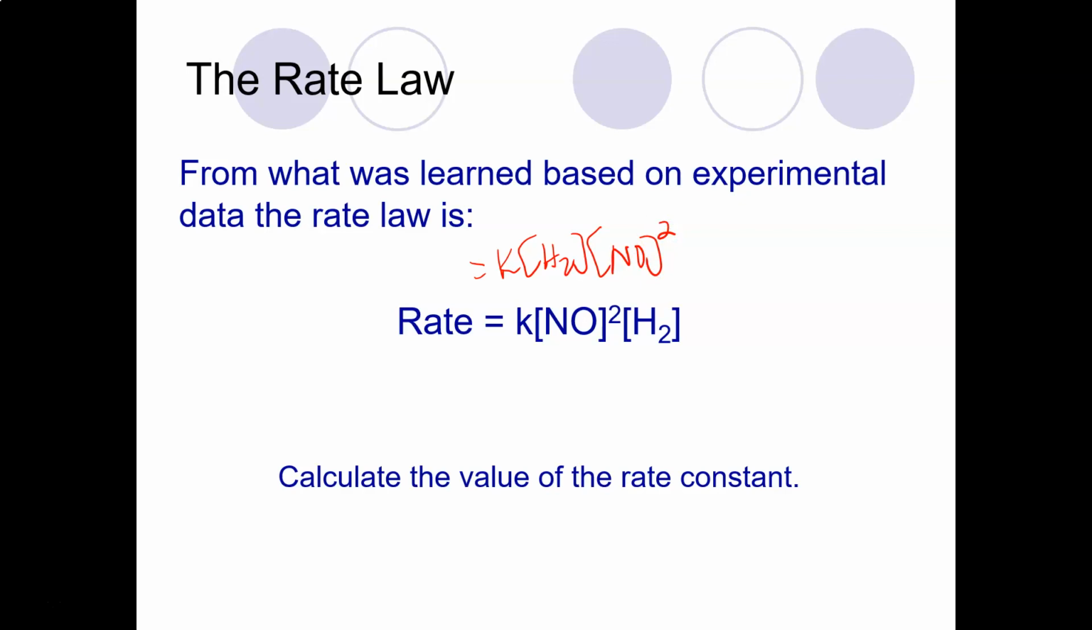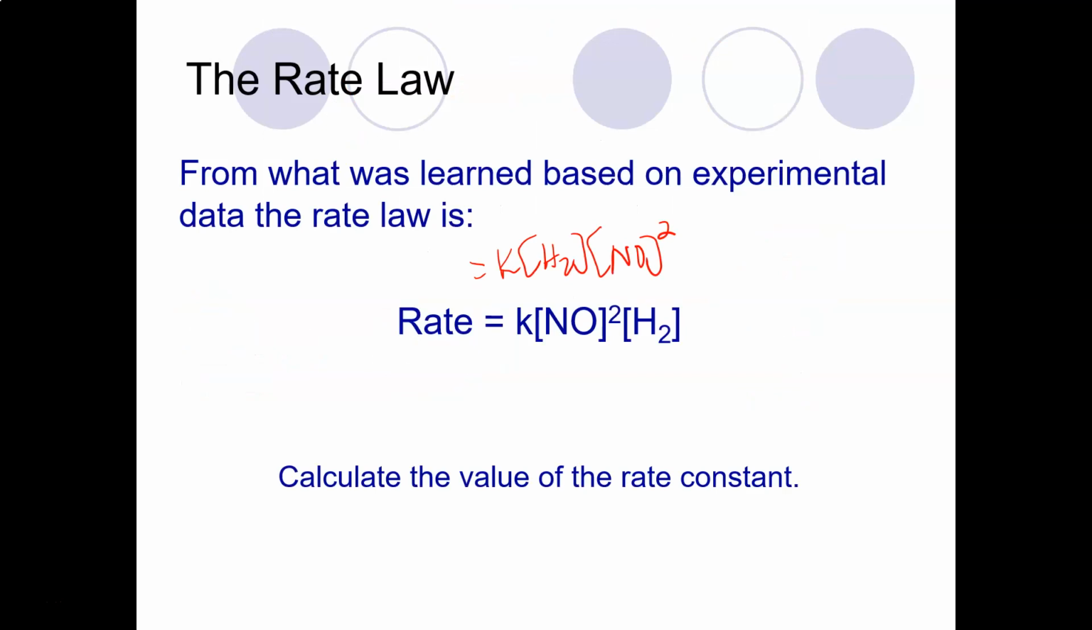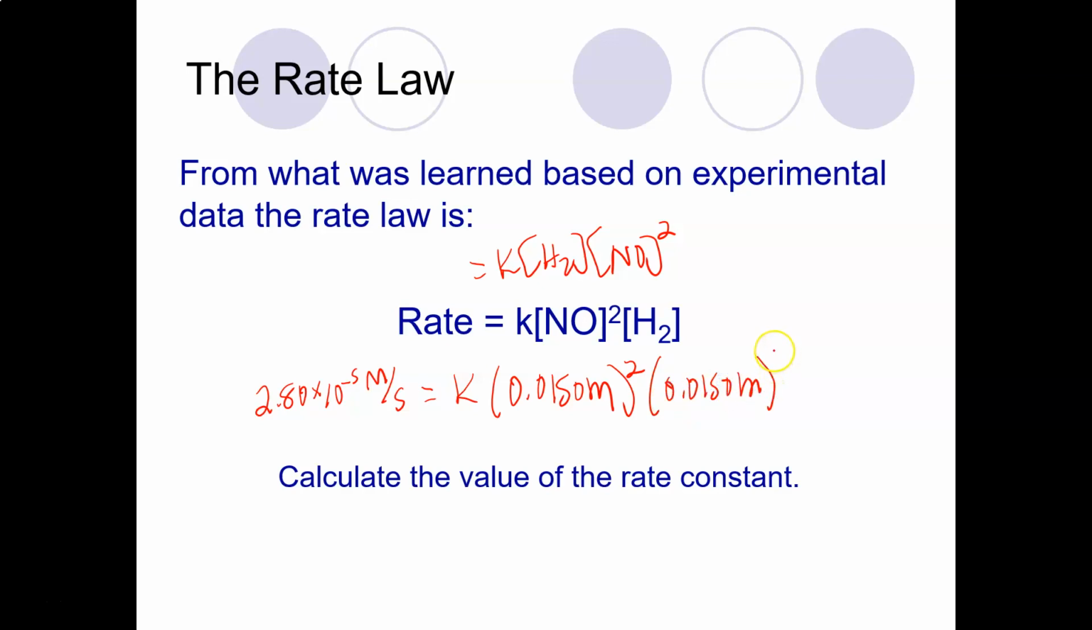Okay. Now I want us to calculate for K. So what I'm going to do is just choose experiment 1, these numbers, and substitute those numbers into my rate law. So for rate, I'm going to put 2.80 times 10 to the negative 5th molarity per second. K is my unknown. NO is 0.0150 molarity, and I need to square that. And then hydrogen is 0.0150 molarity, and that's raised to the first power. Okay. So number-wise, for K, I got 8.30.